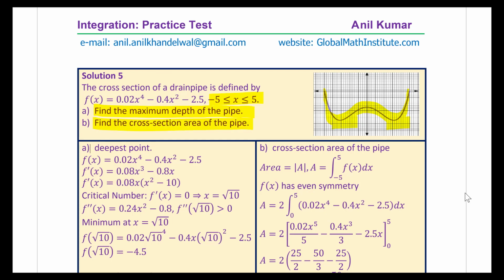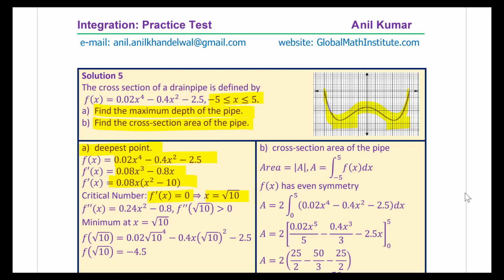Now to find the maximum depth, you need to find the first derivative, critical point, analyze this critical point for maximum or minimum, right? And once you get that, then you know for sure what is the maximum depth. So let's begin with finding the derivative of the given function. The derivative of 0.02 x to the power of 4 minus 0.4 x squared minus 2.5 is 0.08 x cubed minus 0.8 x. Equate this to 0, right? You can factor and then equate it to 0. You get x equals square root of 10.